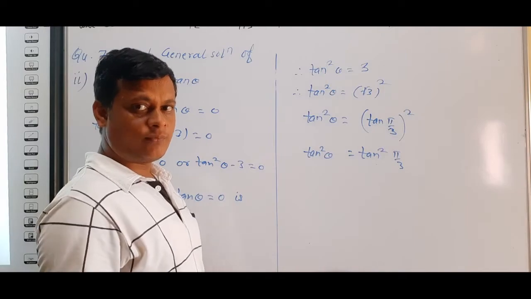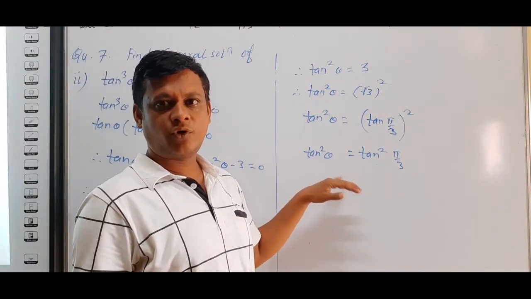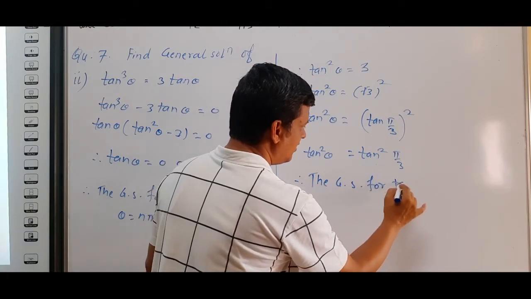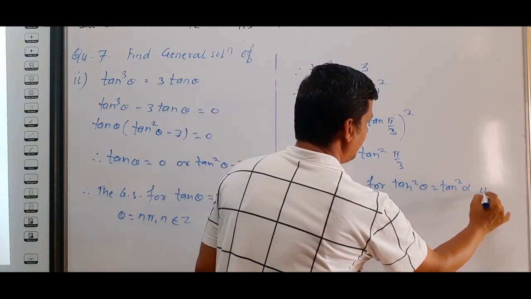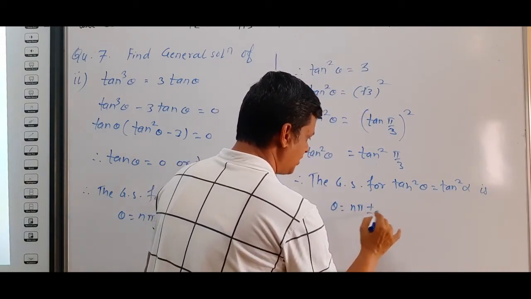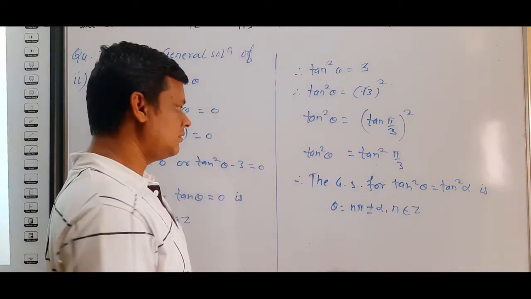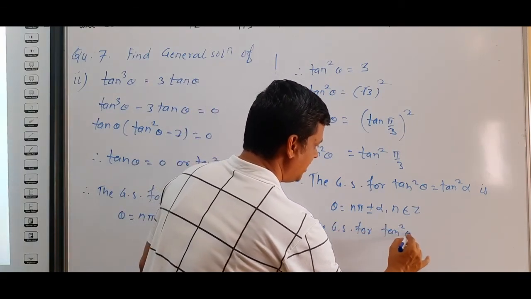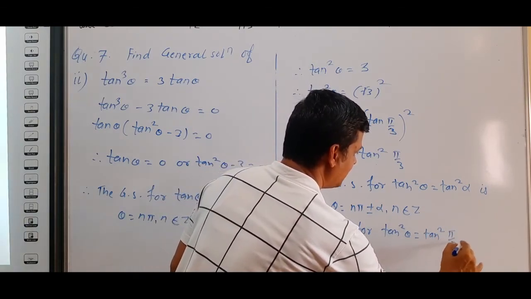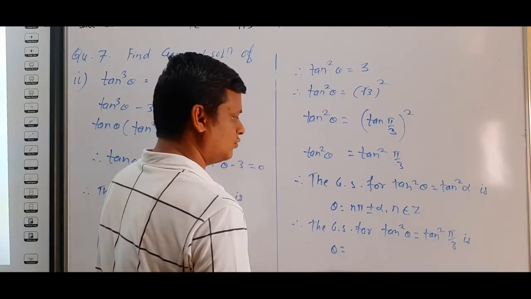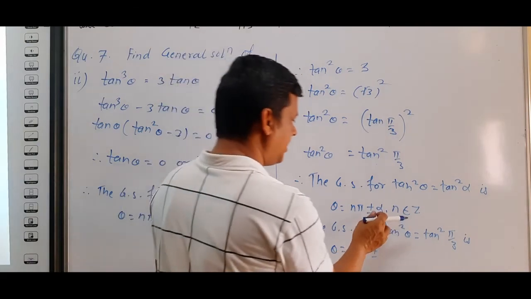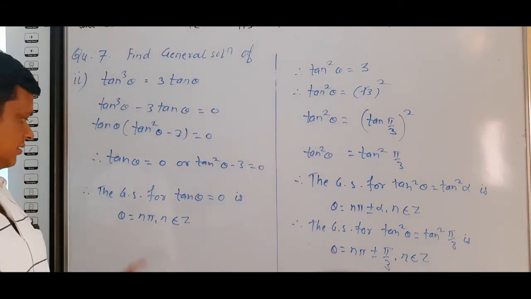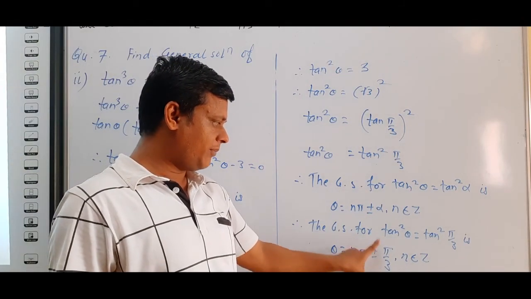Now we have to find the general solution for this. For that we know the general solution for tan square theta equals tan square alpha is theta equals n pi plus or minus alpha, n belongs to Z. Therefore, the general solution for tan square theta equals tan square pi by 3 is theta equals n pi plus or minus, in place of alpha we replace pi by 3, n belongs to Z. These are the general solutions: theta equals n pi and theta equals n pi plus or minus pi by 3.